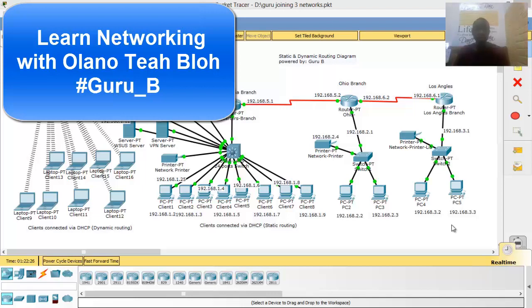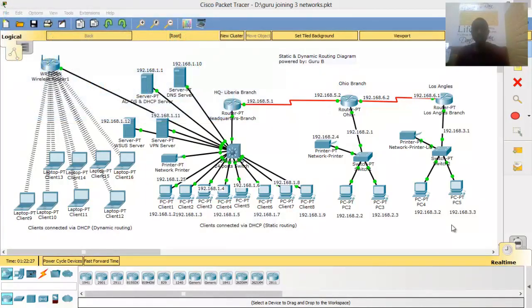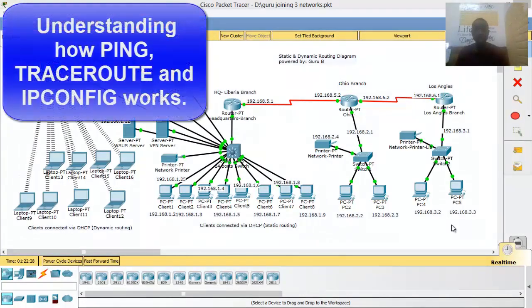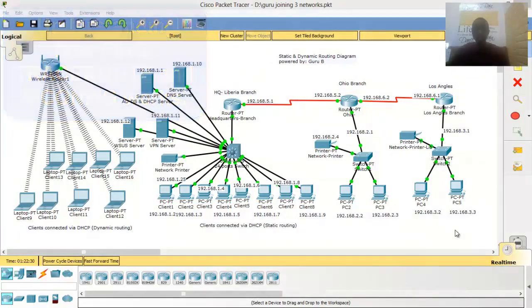Hello and welcome to this short video about understanding three basic commands in a networking environment. That's going to be the ping, the traceroute, and the ipconfig. So we're going to be looking at those three different commands and see what's the importance of them and how we can use them. These are three very important commands in a networking environment.